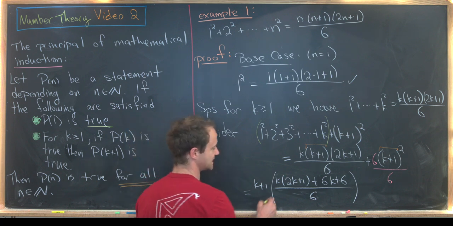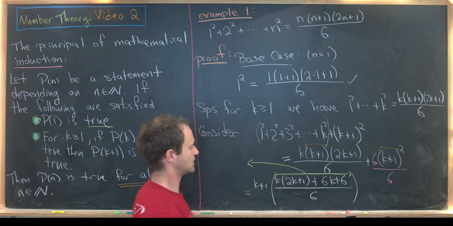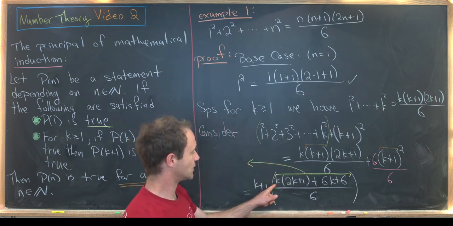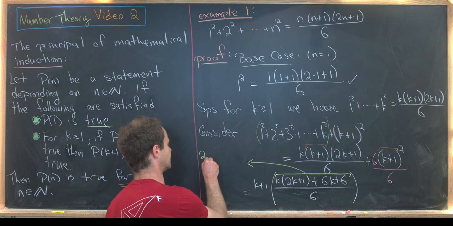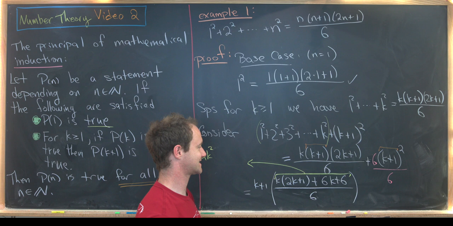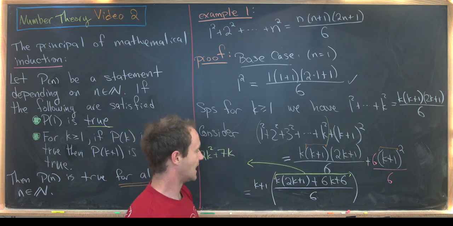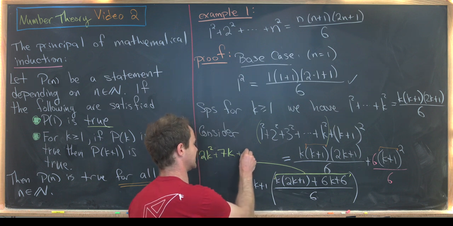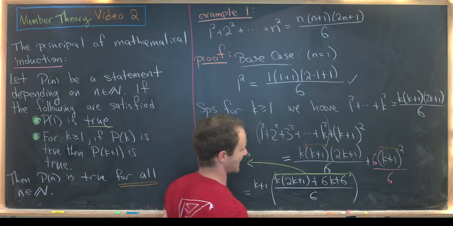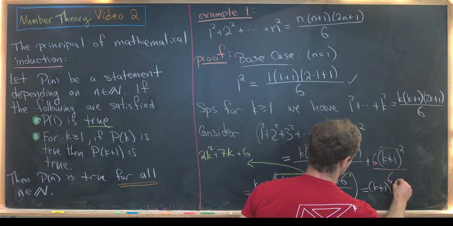Okay, so now let's see what's going on in this numerator. We can multiply k and 2k to give us 2k squared. Then we have k times 1 is k plus 6k, so that's going to be plus 7k. And then we'll have plus 6. But hopefully that thing factors. So in the end, we're left with k plus 1.